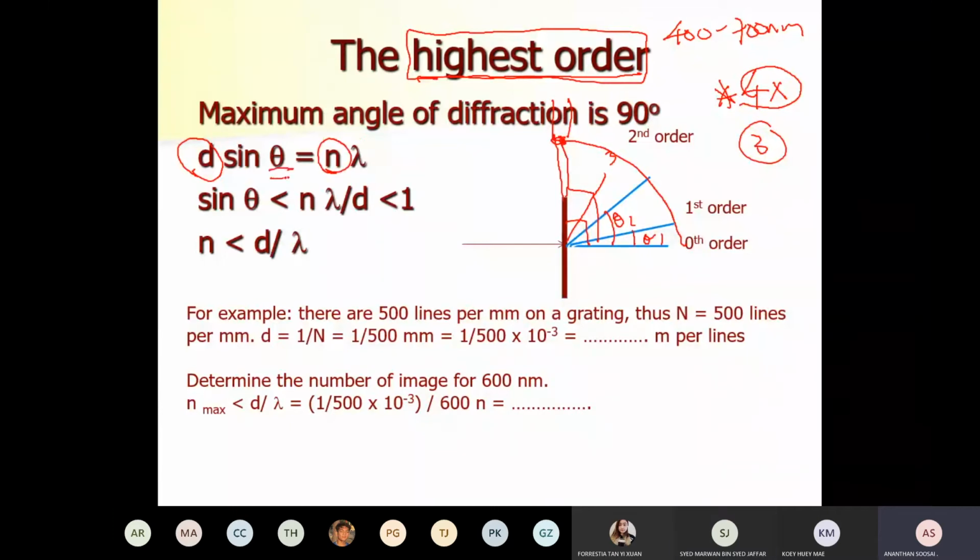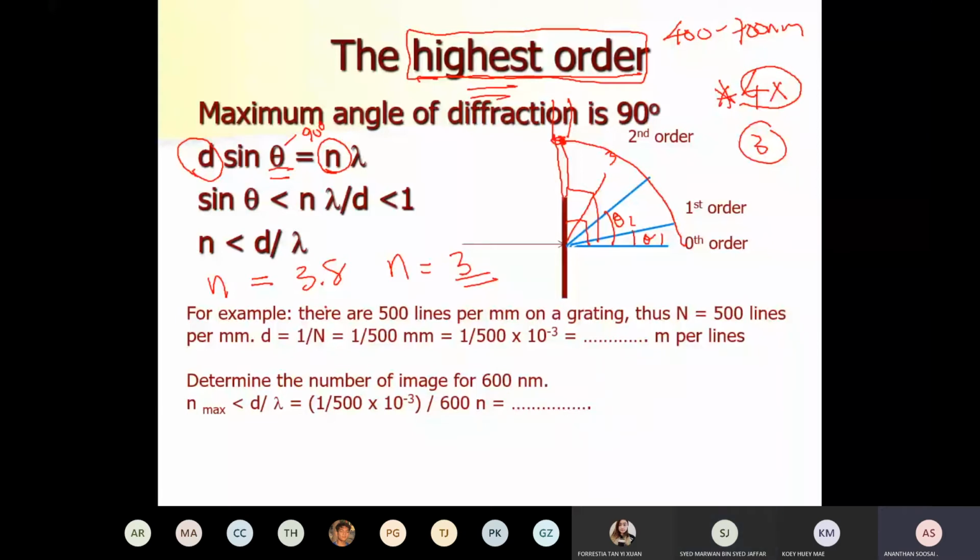Theta you substitute as what? 90. Yes, that's the point I want to tell you. Theta you substitute as 90 when you go for highest order. Theta you put 90, you can find the n. So the n you get, let's say you got 3.8. So what is the highest order you observe? Should be 3. Okay, don't round up, have to round down.